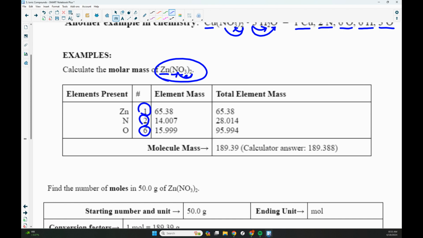So in this column, we're going to put the mass from the periodic table for each of these elements. Zinc's is 65.38 grams. Nitrogen's is 14.007. And then oxygen is 15.999. Again, we got those numbers all from the periodic table.